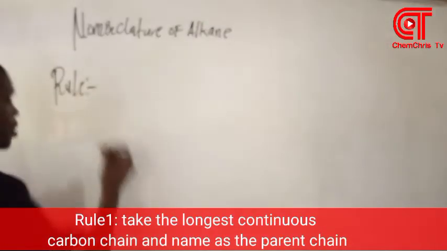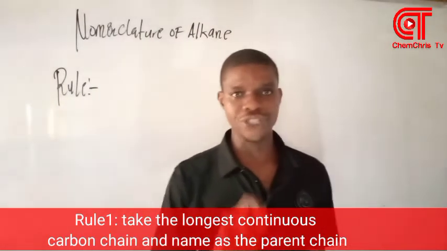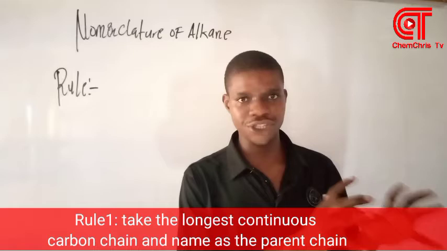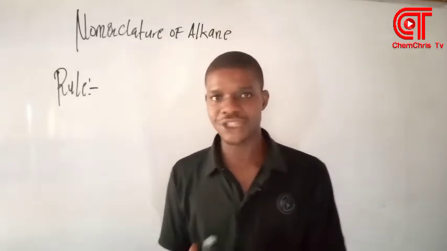Rule 1. I'm going to give you all the 3 rules, then we start working on them. Rule 1: take the longest continuous carbon chain and name it as the parent chain. That is what Rule 1 says. Take the longest continuous carbon chain and name it as the parent chain.